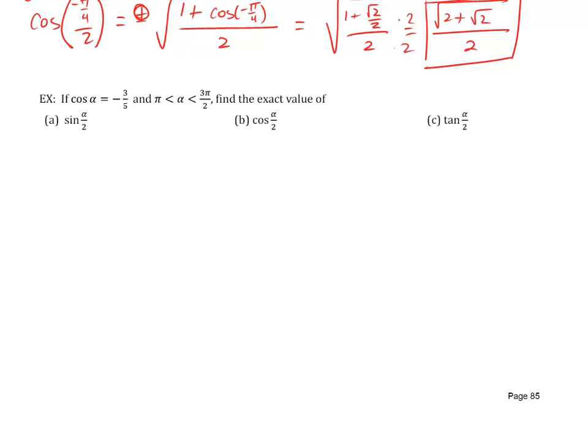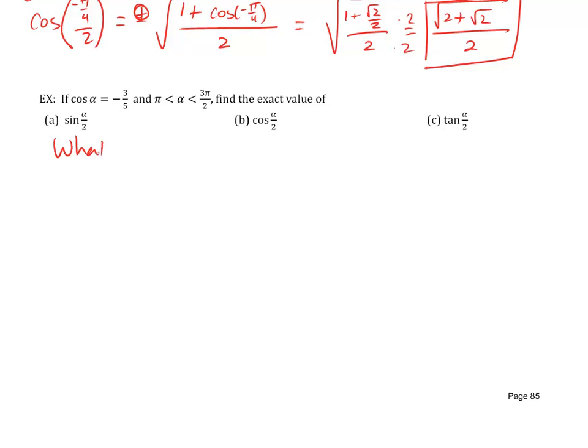In this example, we're provided the value of cosine of alpha to be negative 3/5, and we know that alpha is between pi and 3 pi over 2. Now, to do A, B, and C here, we're going to need to know the sine and the cosine. Actually, we just need to know the cosine, don't we? We need to know the cosine of this angle. But we have to also know what quadrant the angle is in.